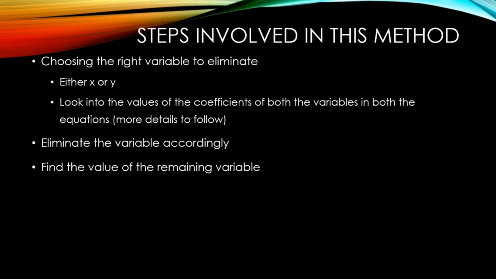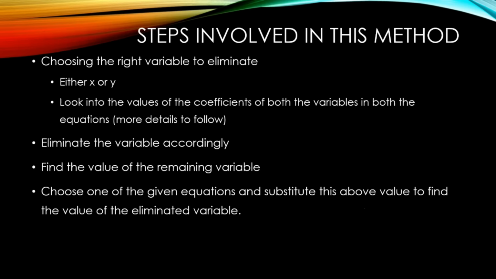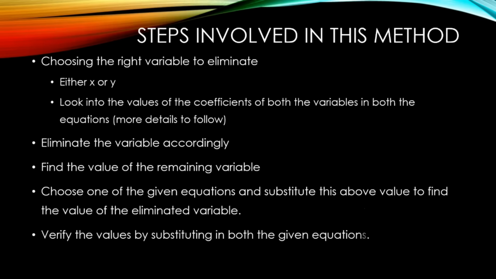Find the value of the remaining variable. The variable that you have eliminated would have gone off the equations. Now you will be left with the remaining variable, and you are supposed to find the value of this remaining variable. And once you have found this value, go back to the given equations, choose any one of them, substitute this value that you have just found into this remaining variable, and then find the value of the originally eliminated variable.